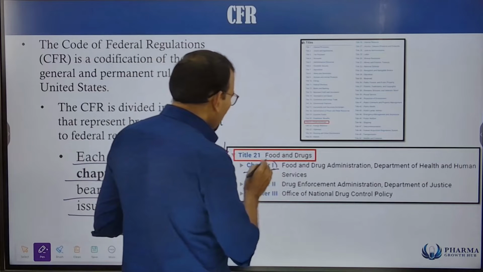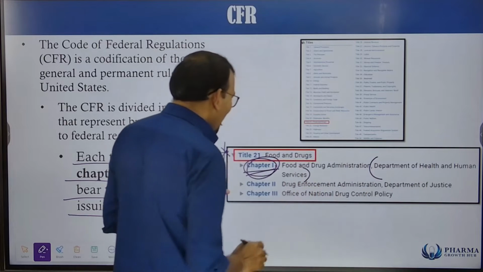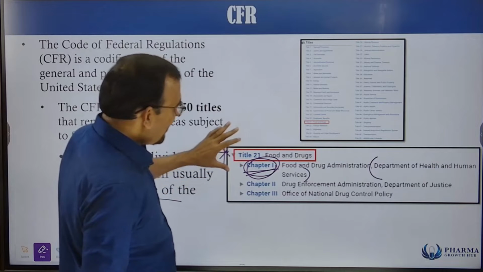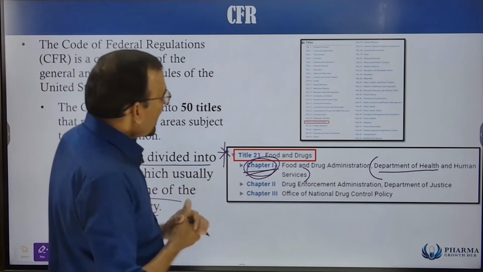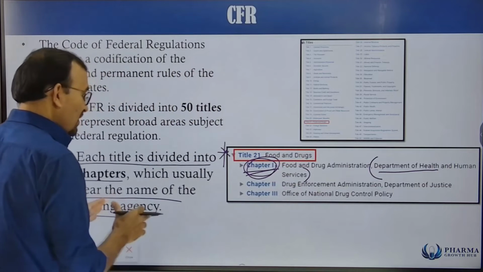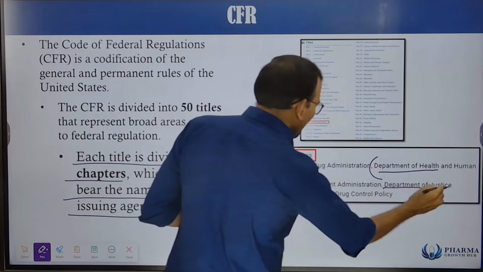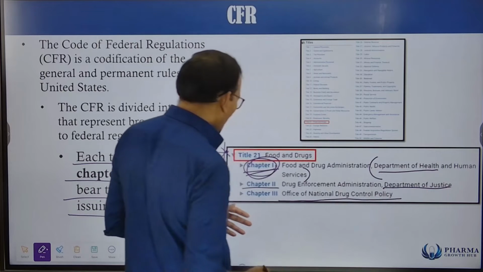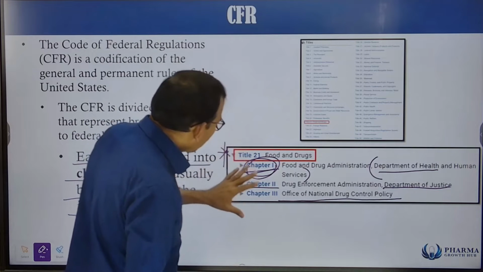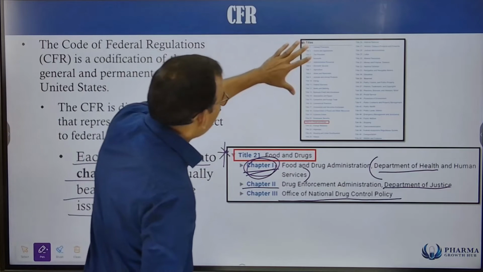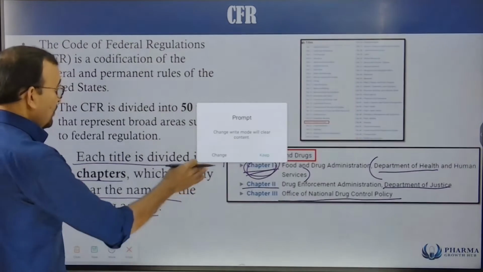So who has issued chapter number 1? Chapter number 1 is issued by the Department of Health and Human Services. As this particular chapter belongs to food and drugs, the health department is certainly going to be responsible for its preparation. Chapter 2 is the Drug Enforcement Administration, Department of Justice, Office of National Drug Control Policy. This way you will understand that the title has different chapters. We have understood that there are 50 titles, and each title can have a number of chapters inside it. Let us move further now.